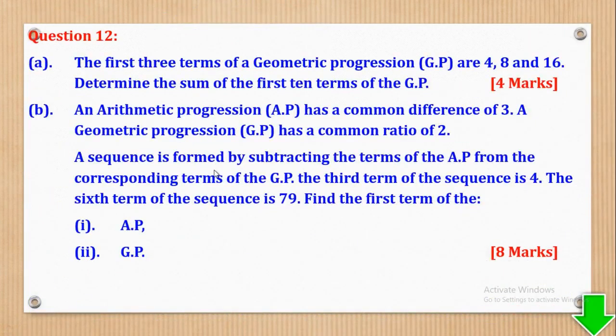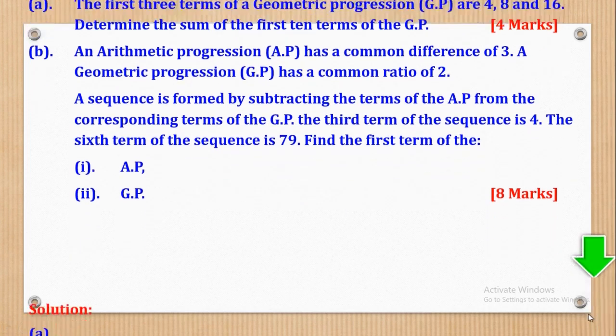Now part B, we have AP and GP. AP has a common difference of 3, GP has a common ratio of 2. So they have given us the third term and the sixth term of the sequence. So we have to get the third term of the AP and GP, then also get the sixth term of the AP and GP, subtract the corresponding ones, and be able to get the sequence. The first terms of the AP and GP are the ones which are needed.